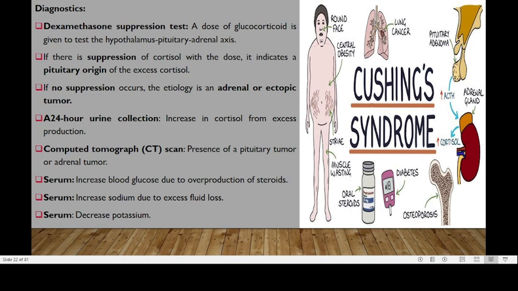We also do a 24-hour urine collection where we look for increase in cortisol from excessive production. Also do CT scan, computed tomography scan where it can show presence of a pituitary tumor or adrenal tumor. We also have a serum where we'll also be noticing increase in blood glucose due to overproduction of steroids. Serum can also show increased sodium due to excessive fluid loss. Serum can also show decrease in potassium.